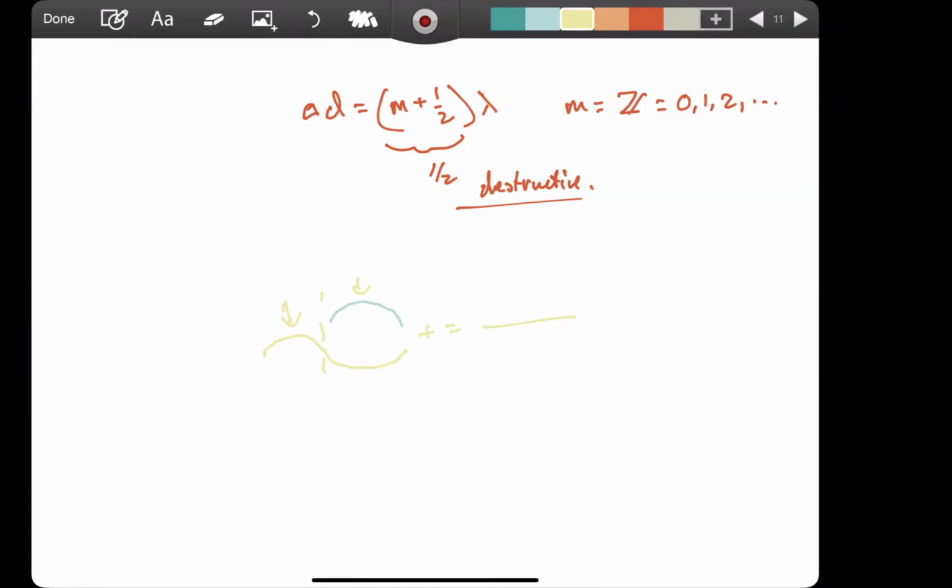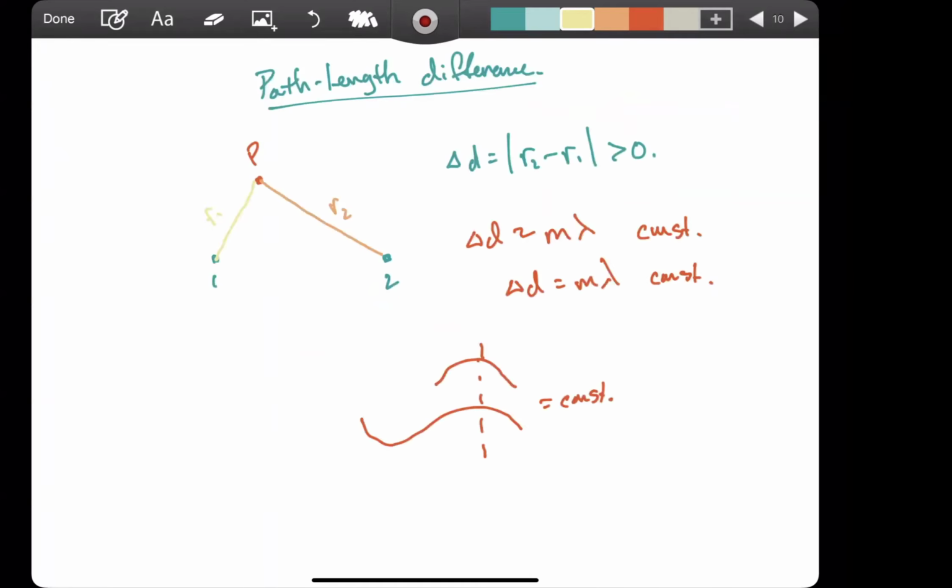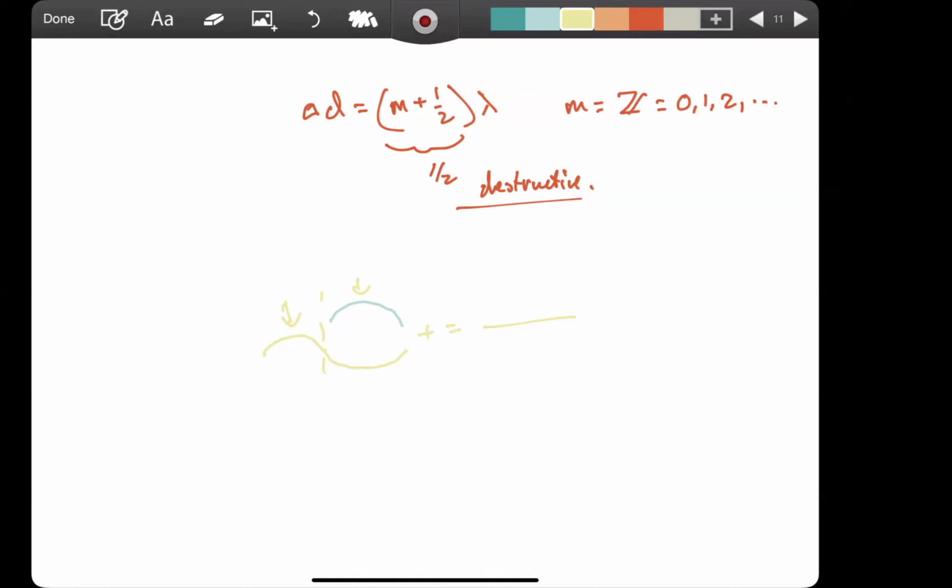So if the path length difference is any integer multiple of the wavelength, then we're going to get constructive interference. Meaning if they travel the same distance, that's constructive interference. If they travel one wavelength different, that's constructive interference. If they travel two wavelengths different, that's constructive interference. But if they travel a half integer, so a half, three halves, five halves, seven halves, and so on, then we're going to have destructive interference.